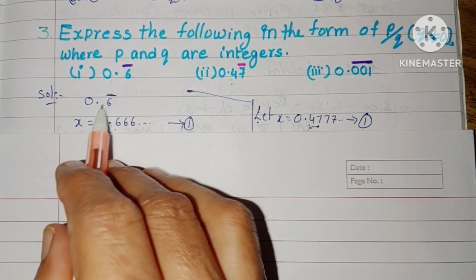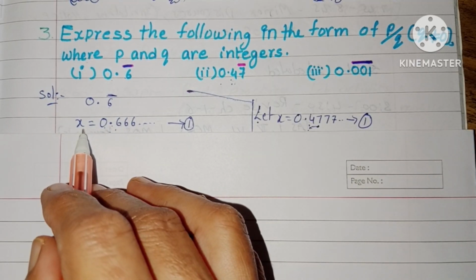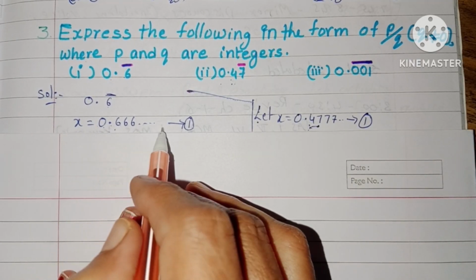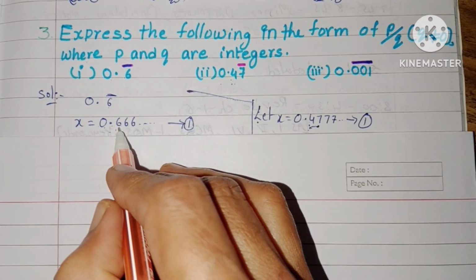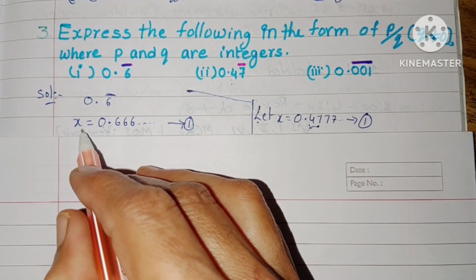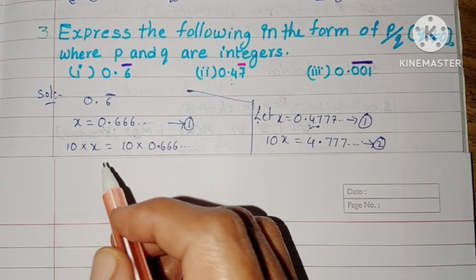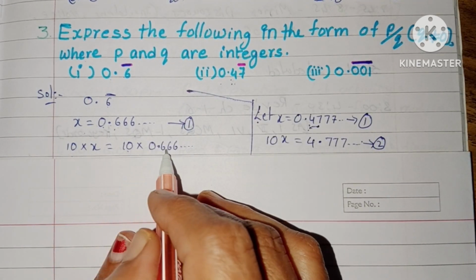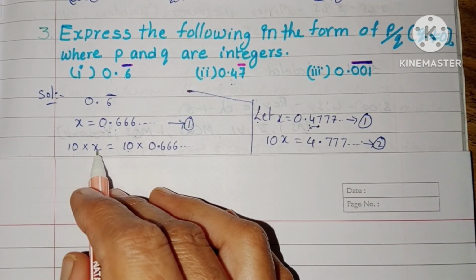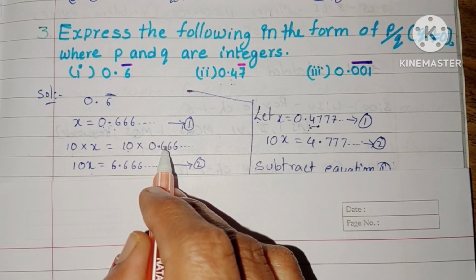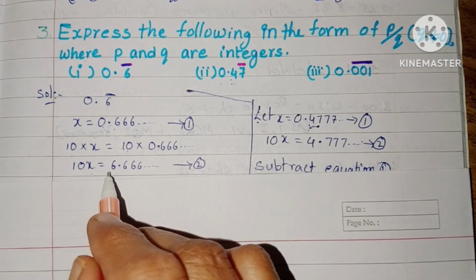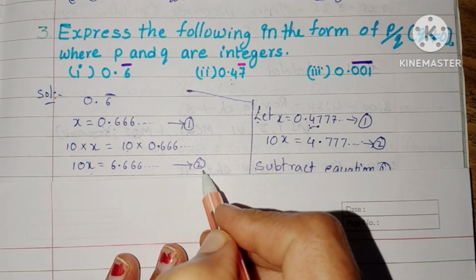To that, let 0.6 bar as x equal to 0.666 and so on. This is equation 1. Then we have to multiply equation 1 by 10 on both sides. So 10 times x equal to 10 times 0.666 and so on. 10 times x is 10x, and 0.6 bar multiplied by 10, the decimal point shifts one place towards the right. That means 0.6 bar becomes 6.666 and so on. Let it be equation 2.